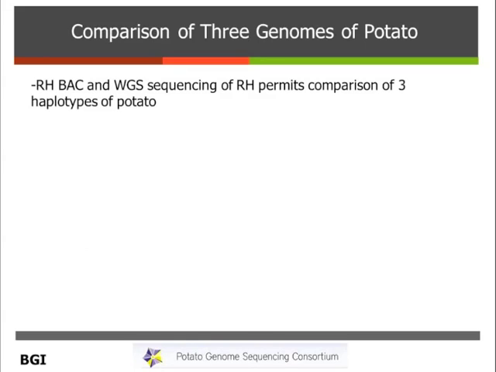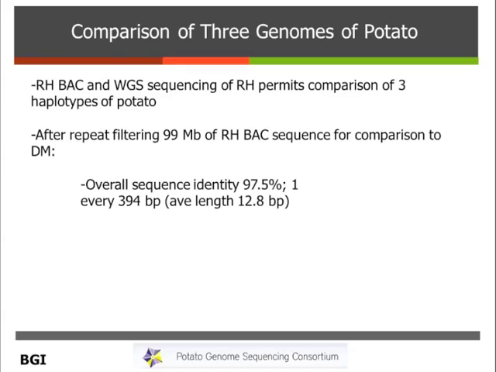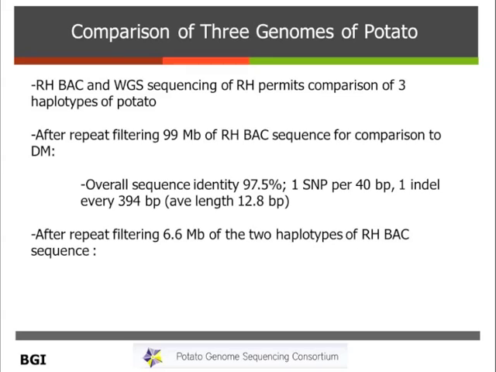The other thing that we did is we compared RH to DM. We had not only the BAC sequences that we started with for RH, but we also had some whole genome shotgun sequence for RH. And we compared the different haplotypes. In one comparison where we compared 99 megabases of the RH BAC sequence to the double monoploid genome, we found that the overall sequence identity was 97.5%. There was one SNP every 40 base pairs and one insertion deletion every 394 base pairs.